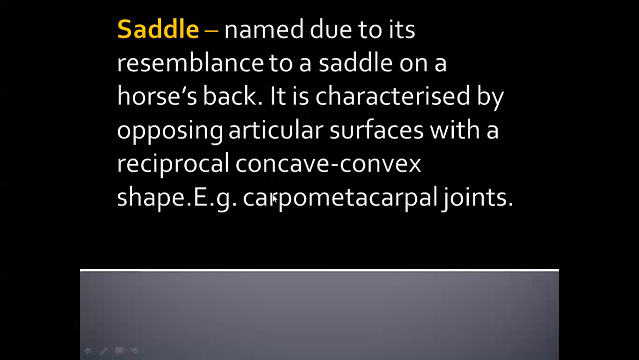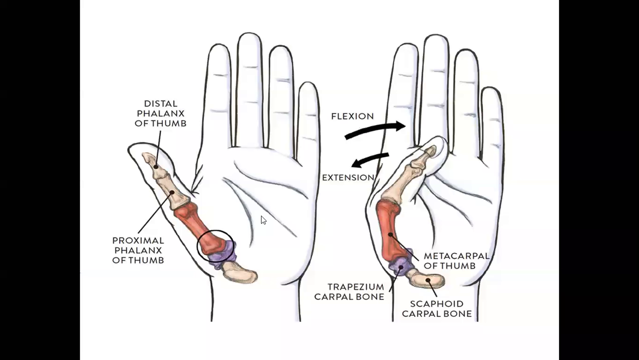So such type of joints we can see are carpometacarpal joints. Now over here in the thumb joint, we can see this. These are the carpal bones of the thumb, and this is the metacarpal bone. So between the carpal and metacarpal, we can see this saddle joint, and with the help of this saddle joint, we can perform the flexion and extension of our thumb.